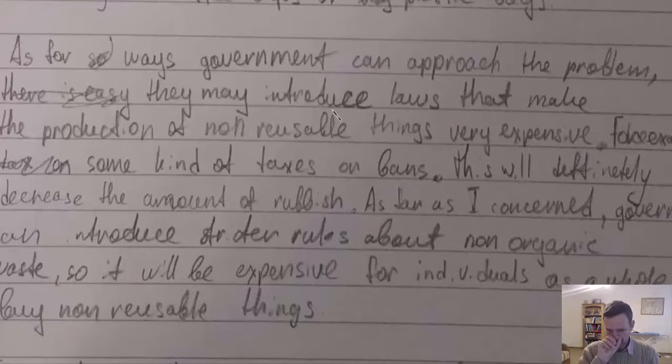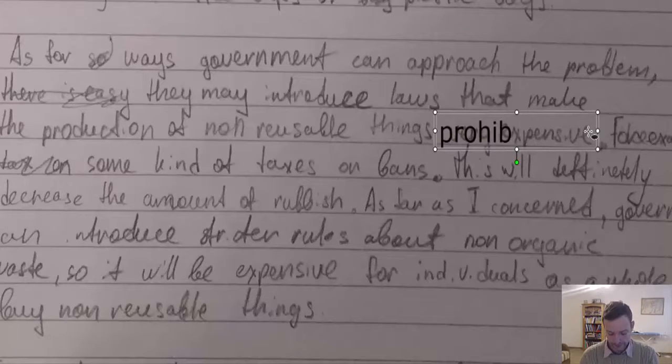Again, we've got introduce. So rather than introduce, you could have implement laws. Make things very expensive. There's nothing wrong with very expensive, but a nice one-word adjective. It's so expensive you don't want to do it or buy it. Is prohibitive. Make the production prohibitive. The cost of production. Some kind of taxes or bans.